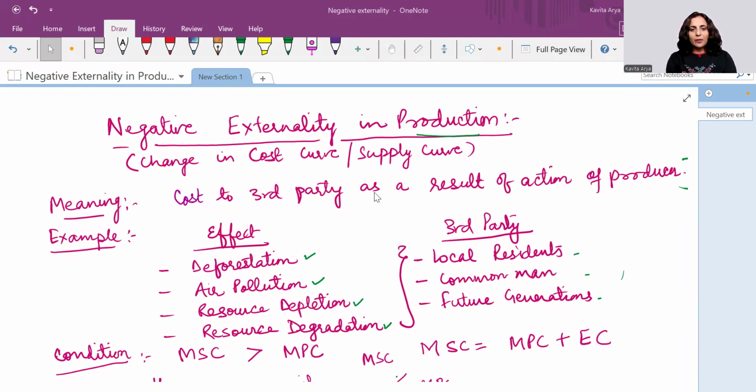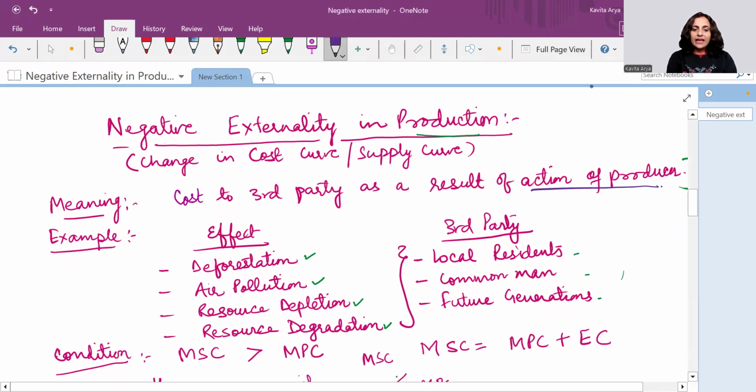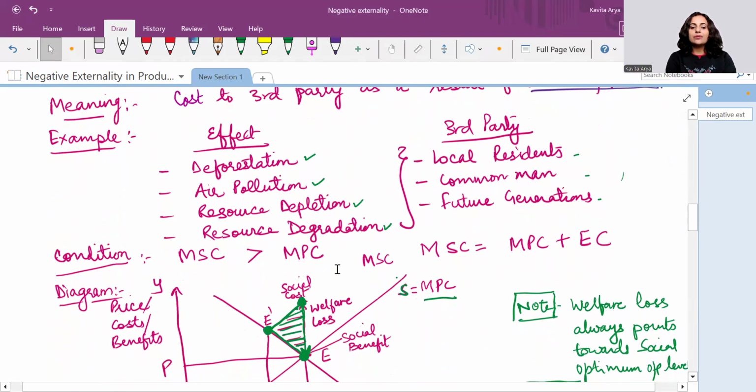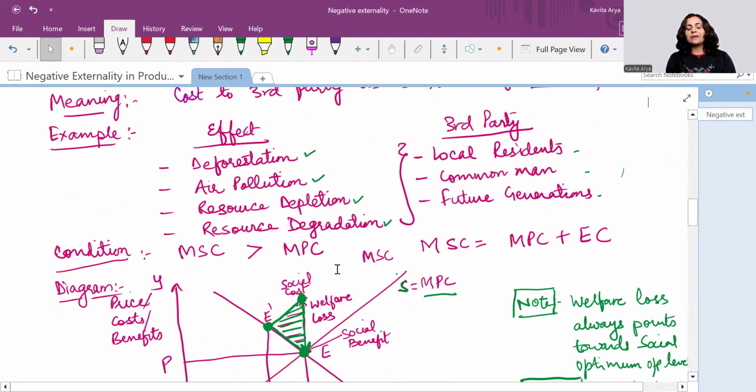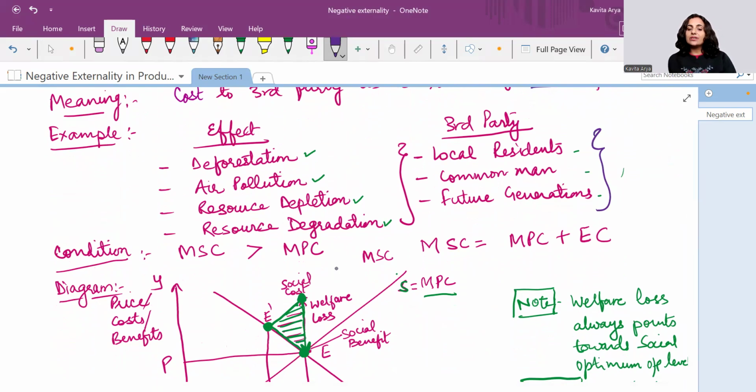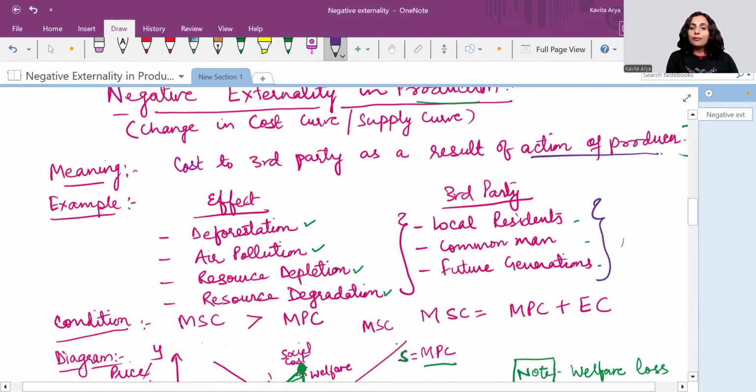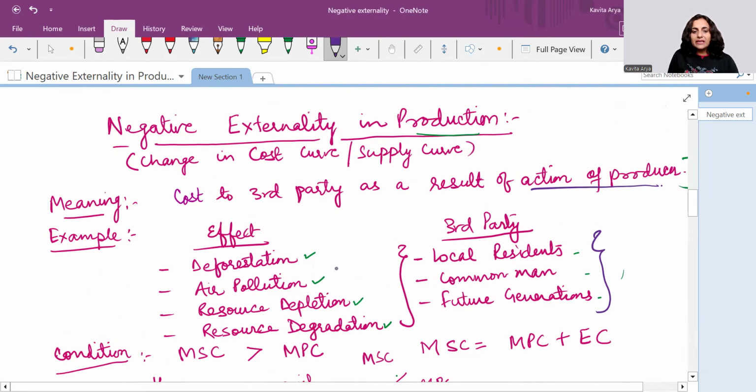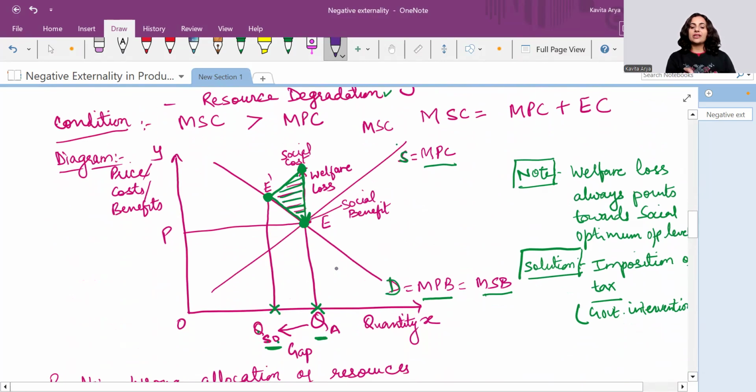So as we talked about, negative externality means the third party cost as a result of the action of producers. And we had the examples of deforestation, air pollution, resource degradation and depletion, which had their consequences on third parties like local residents, the common man, and future generations. When we talk about negative externality of production, mind you, production means we would be talking in terms of cost and supply curve. We would not be touching anything on the demand curve, so the change would be reflected on the supply curve.